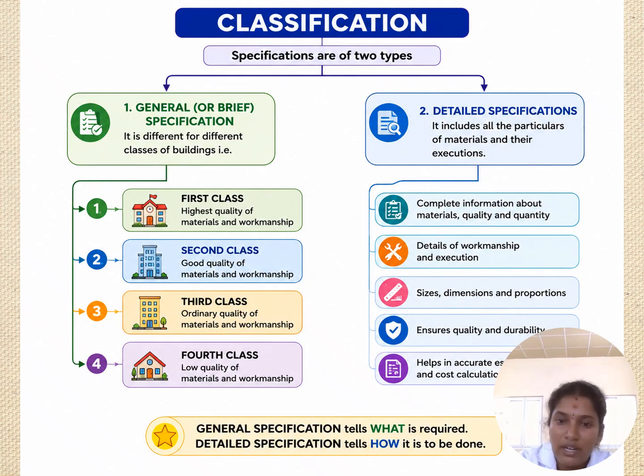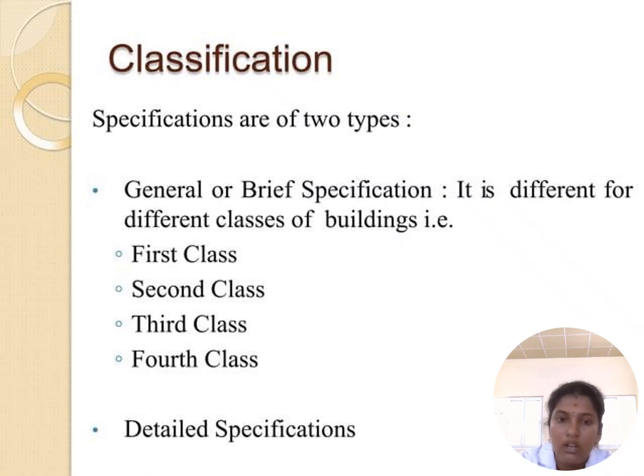We are choosing only one item of work. In this particular item of work, what materials we are going to choose, what mix proportions we are going to adopt, what is the quantity, what is the labor, what is the workmanship, everything will be described in detail. So that detail is mainly included in the detailed specification. But in the general specification, we can say it only varies with the class of building, right? We will see an example of each, then we will clearly understand the specification of first class, second class, third and fourth class buildings. So in the general, we will see.